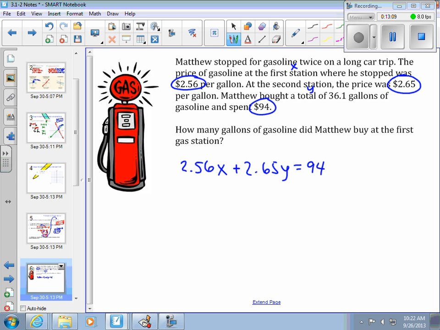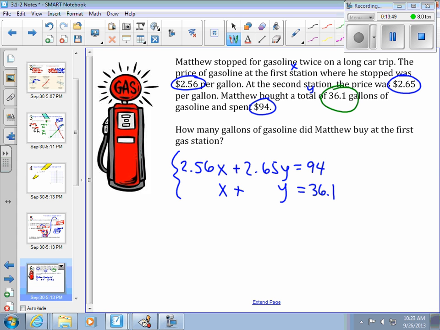We still need another equation though, because if you have 2 variables, you need 2 equations. So if we read through this a second time, it says Matthew bought a total of 36.1 gallons. So we need to also have an equation for that. If we take all the gallons at station x plus all the gallons he buys at station y, together that should equal 36.1 gallons. Now we have a system of 2 equations, and we can solve this and try to find out how much he bought at station 1.